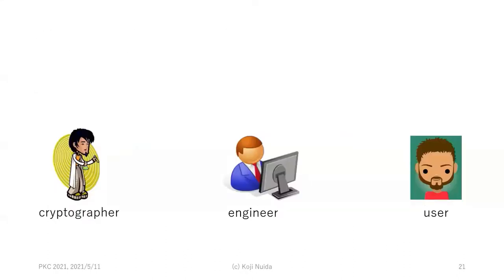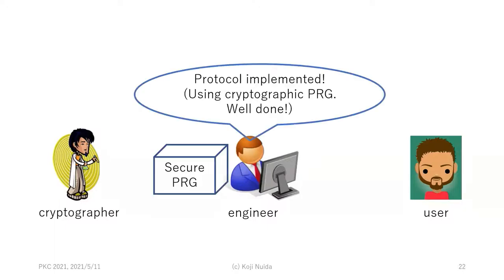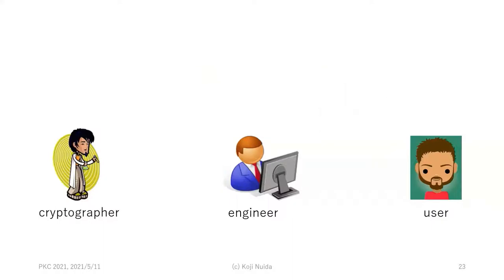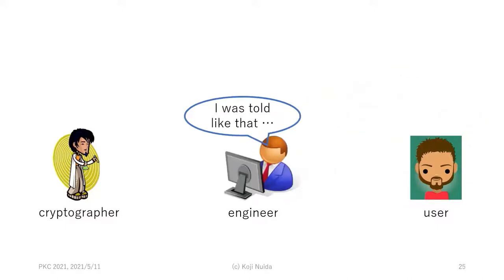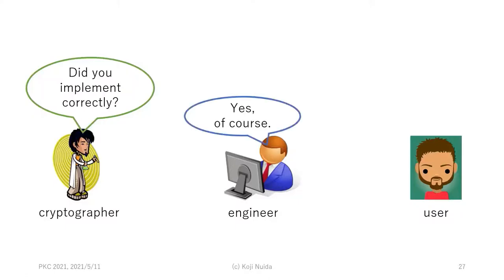Let me show a story to emphasize the practical importance of such a counterexample. There are a user of a cryptosystem, a cryptographer who designs a cryptosystem, and an engineer who implements the cryptosystem. The engineer is honest, so he properly used a cryptographic PRG in the implementation. But one day, the user told the engineer to claim that the implemented system is not secure. The engineer is quite surprised, and he asked the cryptographer about the situation. Then the cryptographer said, "My protocol has a security proof. Did you implement it correctly?"